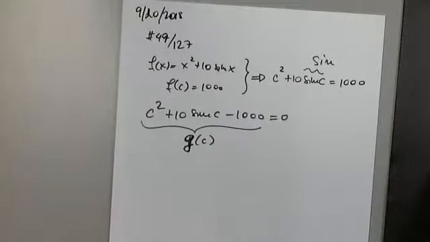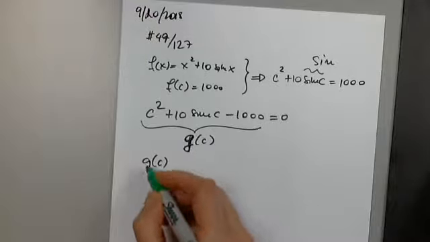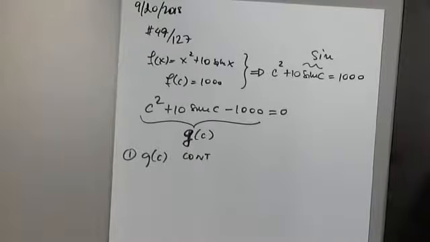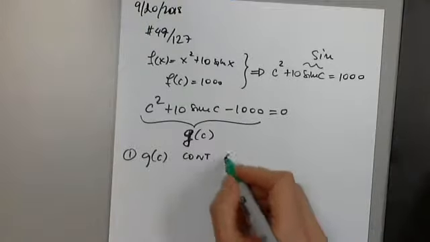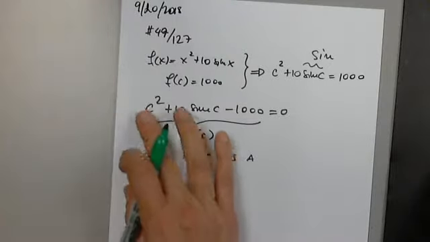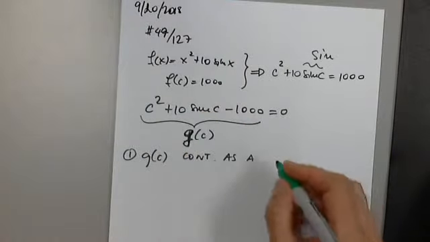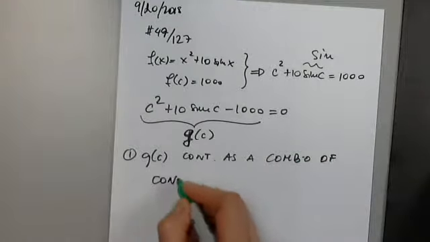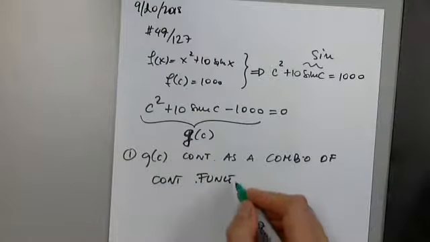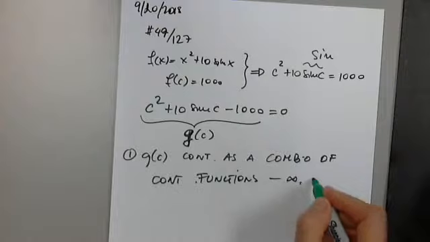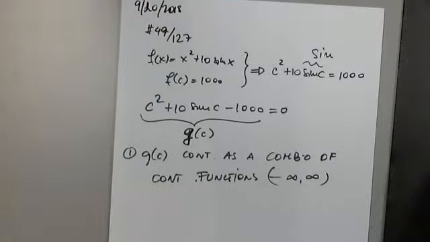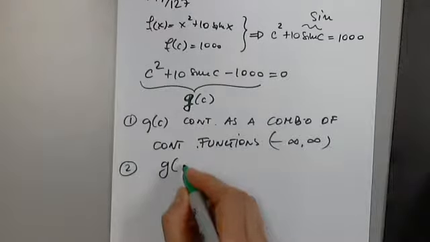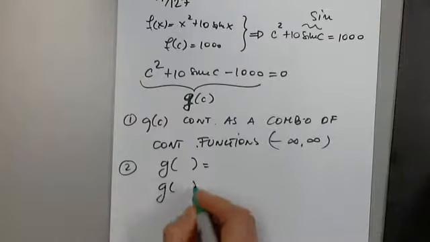Is g of c continuous? If it's not continuous, we cannot apply the intermediate value theorem. Yes. Continuous as a polynomial combined with something else, with sine. So I will say as a combination of continuous functions, everywhere. They are continuous on everything. Good. Step 2. I have to find the g of whatever and g of whatever.